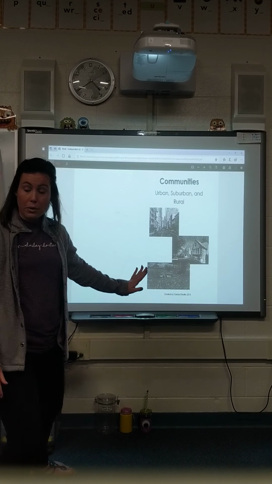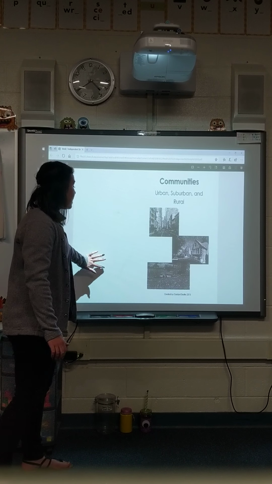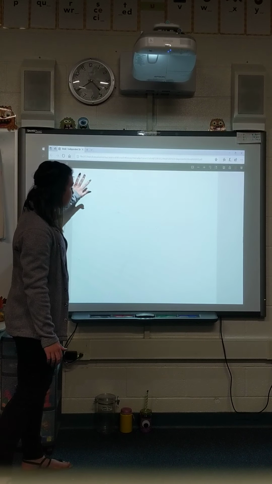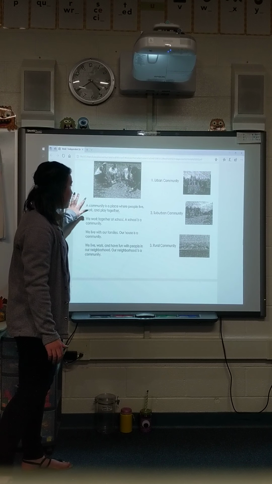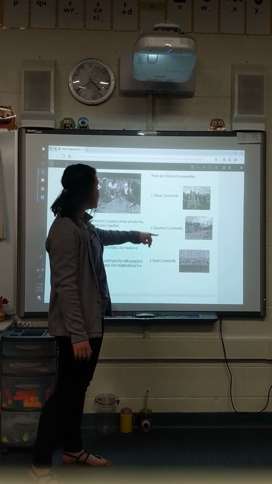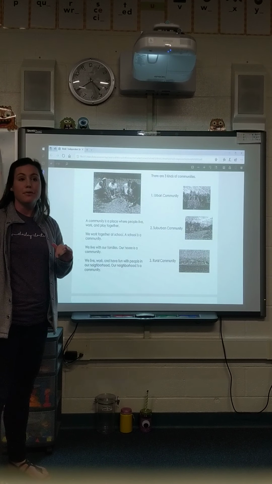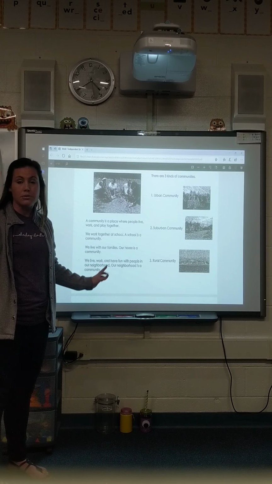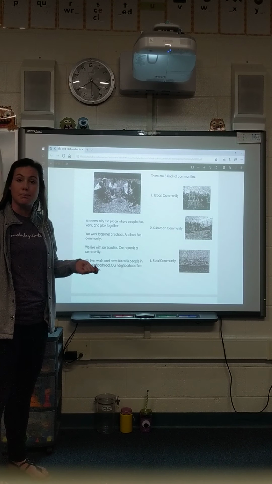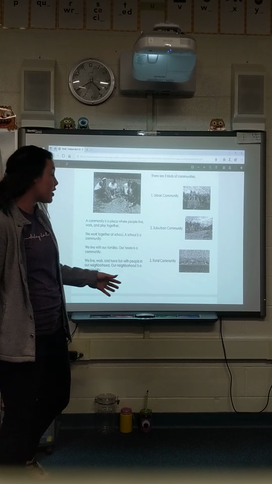The first thing that we're going to do is read the article all the way through and make sure that we're paying very close attention to the different types of communities. There are three kinds of communities: urban community, suburban community, and rural community. And feel free, as I'm reading with you, to annotate anything that you think is important, words you may not know and want to ask mom or dad or babysitter later.